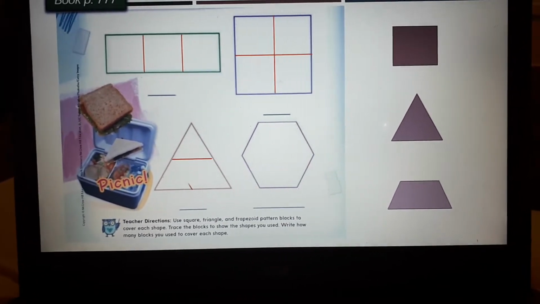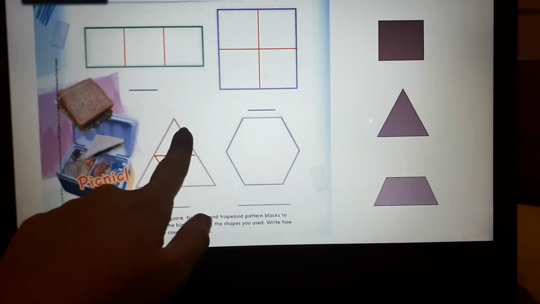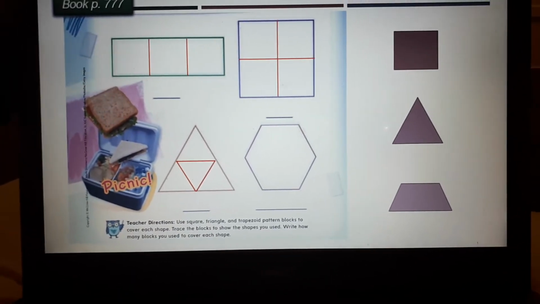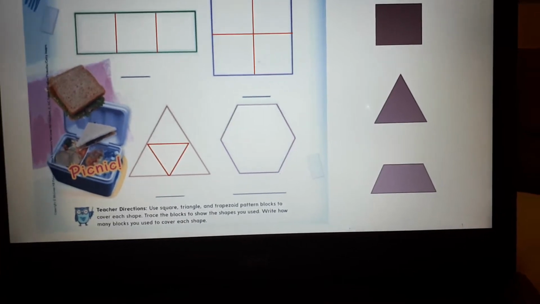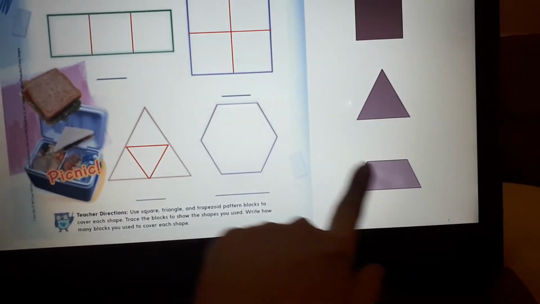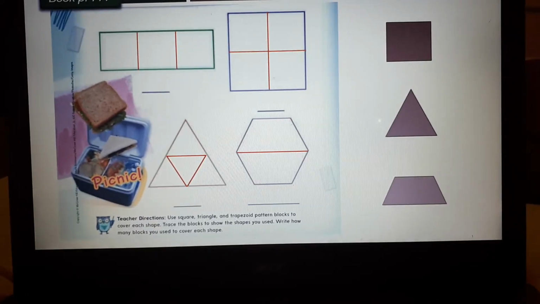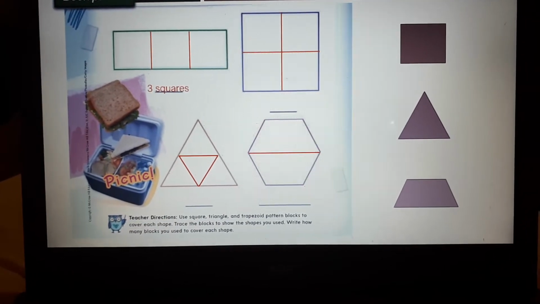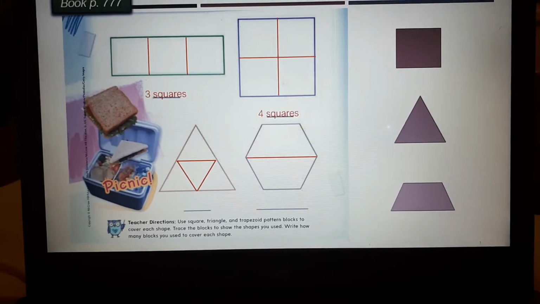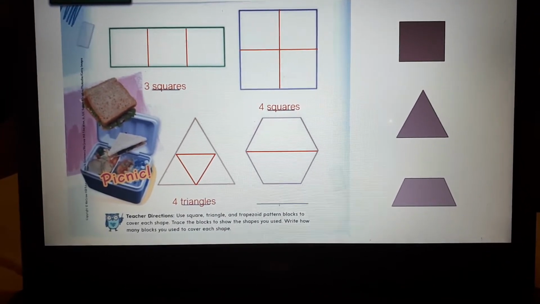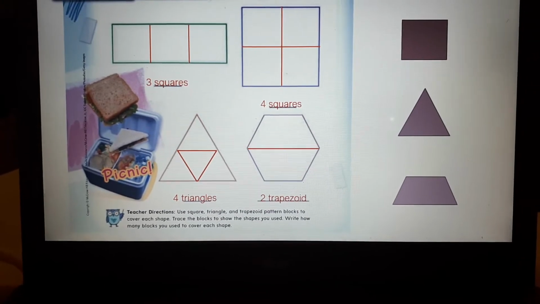Here, I used triangle, you see, 1 triangle, 2 triangle, and here, 3, 4 triangles. Here I choose the trapezoid. You see this one? If you bring it here, it makes 2 trapezoids. So we will write the numbers now. 3 squares, 4 squares, 4 triangles, and 2 trapezoids.